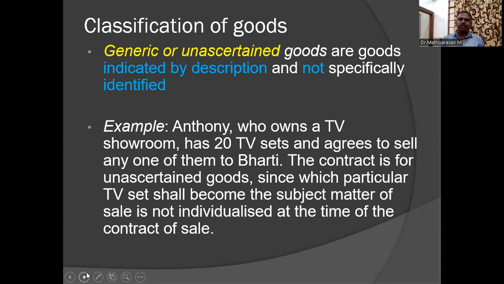For example, Mr. Anthony, who owns a TV showroom, has 20 TV sets and agrees to sell any one of them to me. The contract is for unascertained goods, since which particular TV set shall become the subject matter of sale is not individualized at the time of the contract of sale.